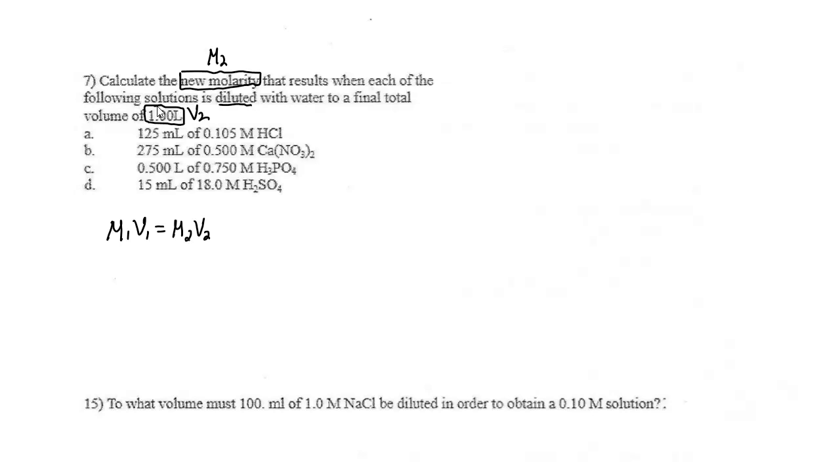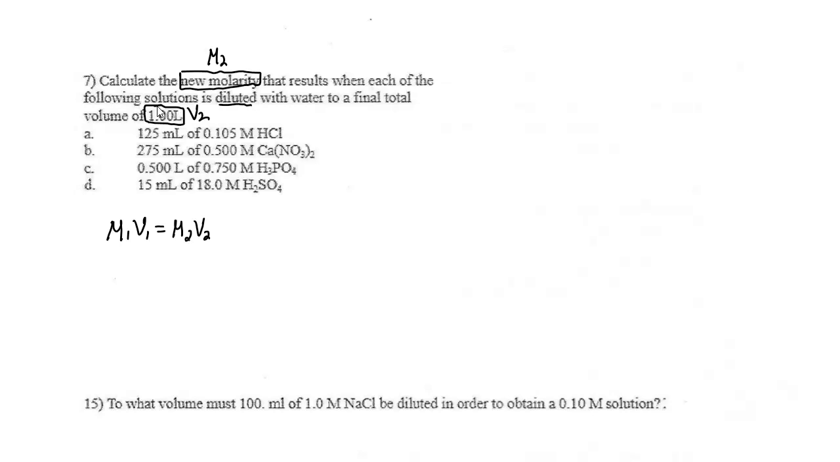Now there's something I notice. In this question, our volume number 2 has the label liters. But in A, B, and D, the volume is in milliliters. We want to make sure our volume is using the same units every time. So we have two options. We can leave V2 as 1.00 liters and then change all of the milliliters into liters.